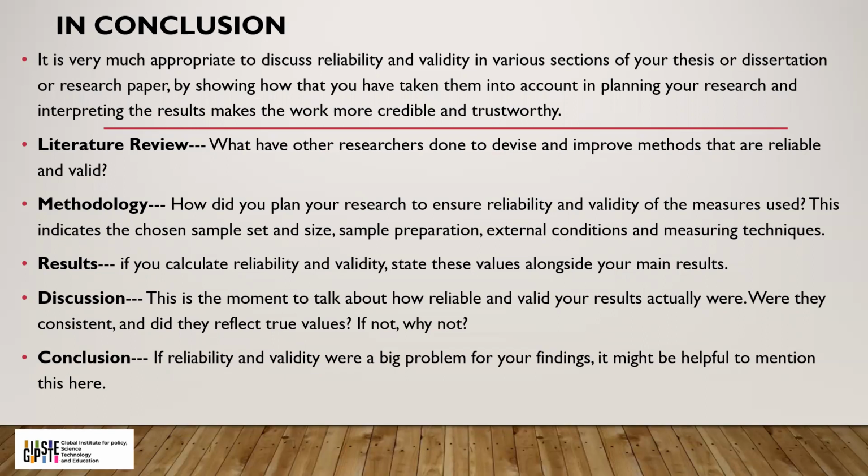In the methods section, you can also show how you planned your research to ensure reliability and validity of the measures that you use. This indicates the chosen sample set and size, the sample preparation, the external conditions, and measuring techniques as well. In the results, if you calculate reliability and validity, whether through Cronbach alpha, face value, or by inspection from the correlation, you must report these values alongside your main results. In the discussion, this is the moment to talk about how reliable and valid your results actually were. Were they consistent and did they reflect true values?